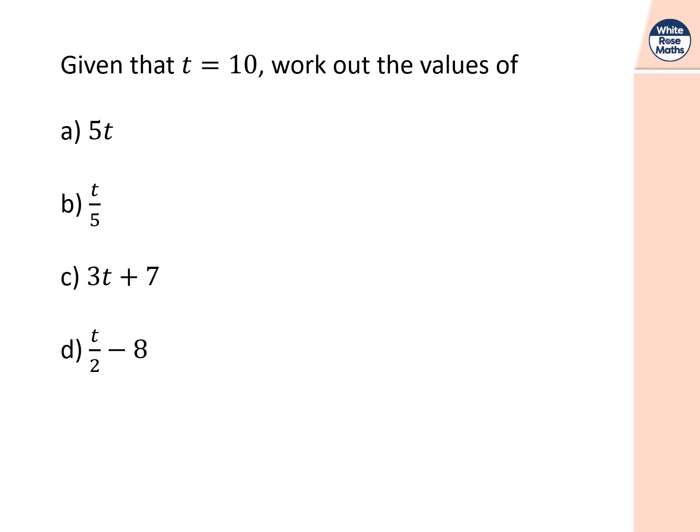Here are the White Rose Maths answers. It cut me off on the previous slide, sorry. 5t means 5 lots of t, so 5 lots of 10 is 50. For part B, it's 10 divided by 5, which is 2. For part C, it's 3 lots of 10, which is 30, plus the 7 is equal to 37. 10 divided by 2 is 5. 5 take away 8 is negative 3. So be very careful there for that one.